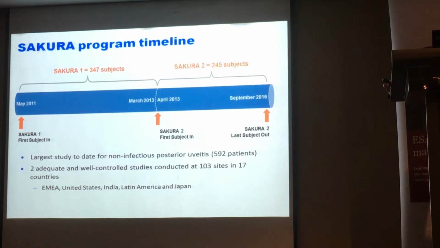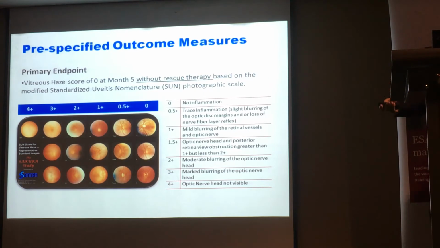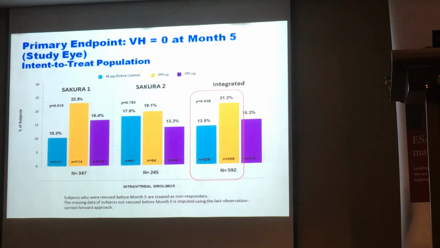It has not received approval. This is the SAKURA study, which is a pivotal study. In the SAKURA study, again, the main outcome was vitreous inflammation. I won't really talk about that. But more importantly, it did not gain FDA approval because when the two studies were integrated, SAKURA 1 and SAKURA 2, you find that it did not reach statistical significance.